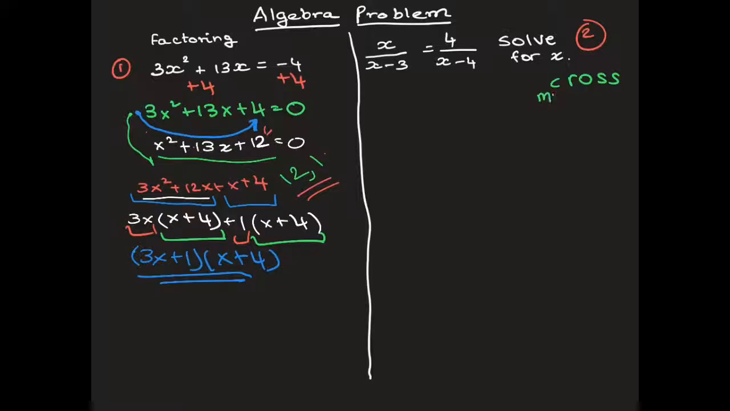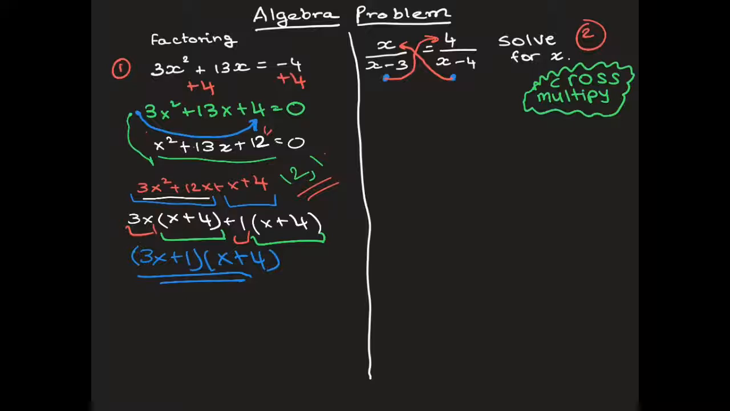So all we have to do is cross multiply. Now what I mean by that is taking these two terms on the bottom. So we've taken these two terms on the bottom and multiply it by the opposite numerator. So we're taking this and multiplying it by the opposite side's numerator. And then we're doing the same for this side. So now we have x times x minus 4 and x minus 3 times 4.